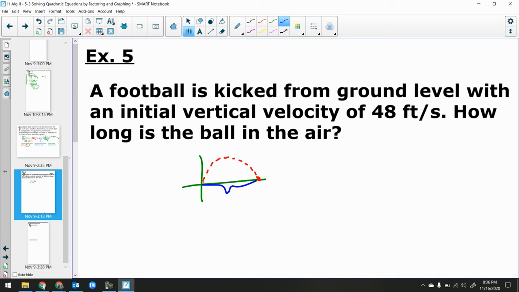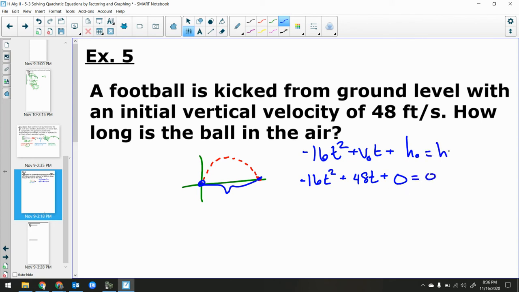Well, those are the zeros of the function, right? What function? Negative 16t squared plus v sub 0 t, plus h sub 0. So that means negative 16t squared plus 48t plus, okay, ground level 0. And I want to know when that equals 0, because that's equal to h of t, my final height. Well, I want my height to be 0 because I want to know when it hits the ground again. How long is the ball in the air?